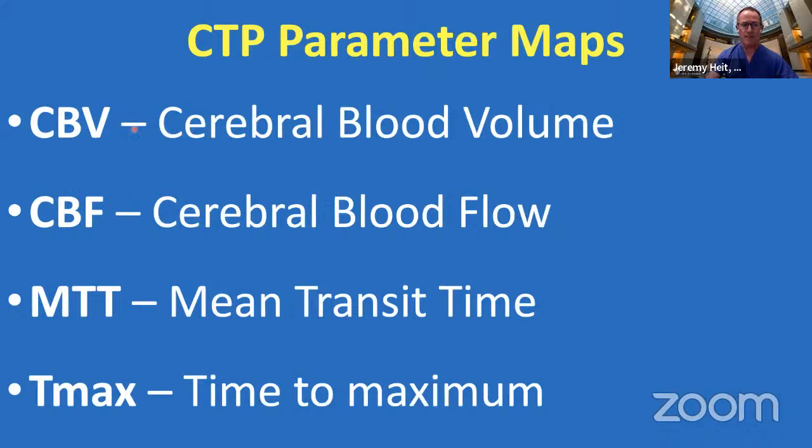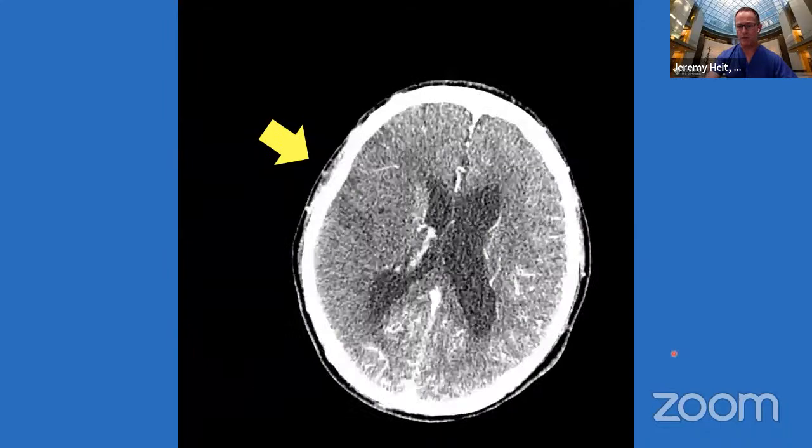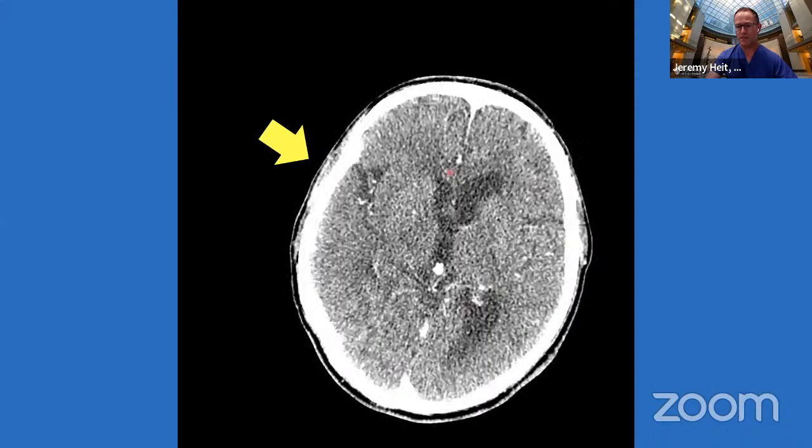cerebral blood volume, CBF, which is cerebral blood flow, MTT is used at some places, that's mean transit time to help estimate the penumbra, and then other places use Tmax, so the time to maximum of the residue function to estimate the ischemic penumbra. So this is an example of what the raw data look like. The affected hemisphere is shown in yellow, and we can see the contrast now flowing in. I'll let this loop a couple times, but you can see the contrast is white, it's in the arteries.